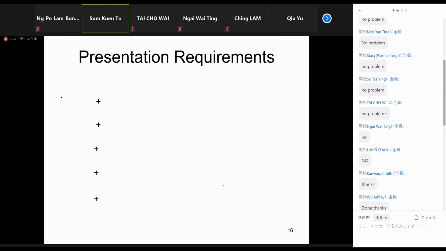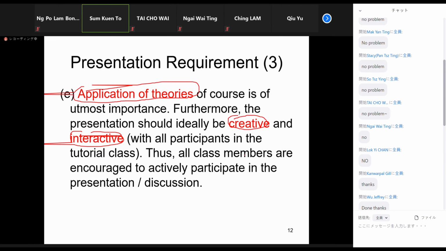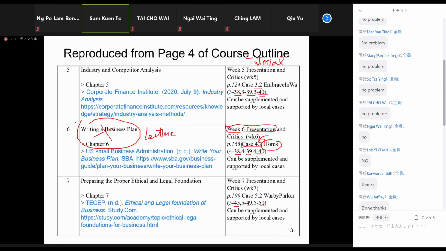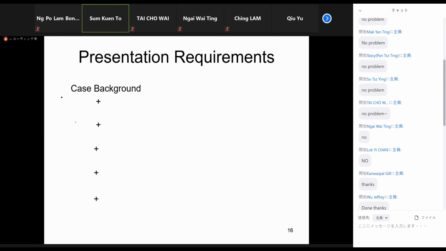Okay, so just now we mentioned application of theory. Where's my pointer? Okay, hold on. Application of theory, creativity, interaction. Okay, so in the rubrics, we have a full description of how you get A, B, C, D, F. To make it simple for you, you can follow just this guideline.